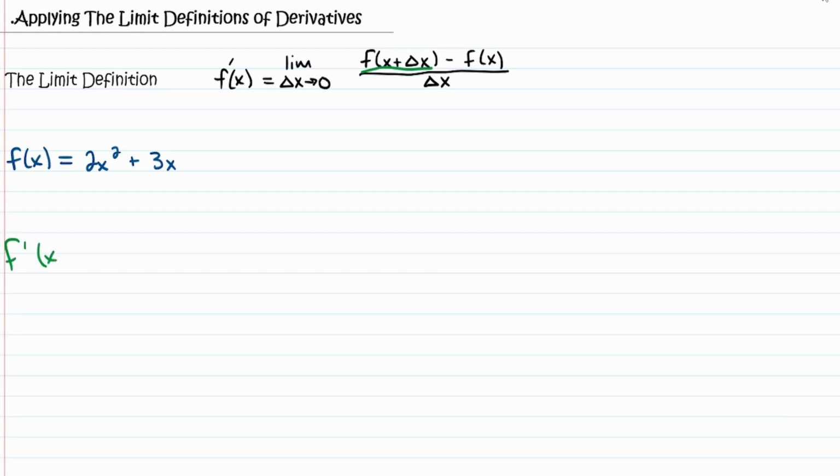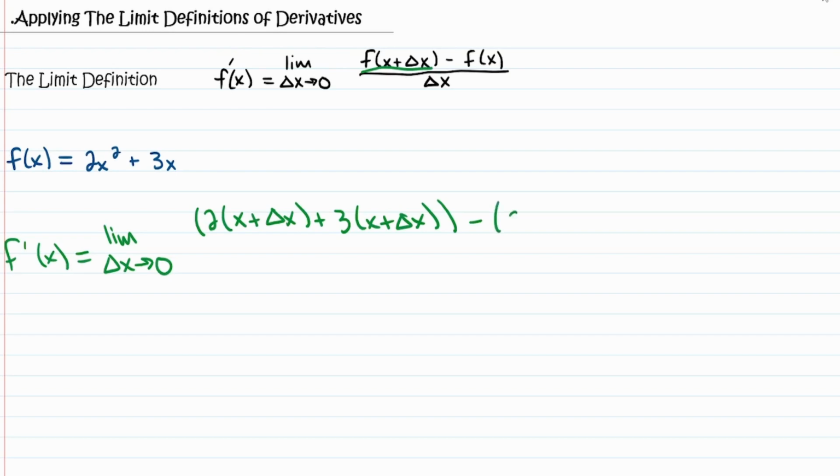So we want to find our derivative. Rewrite our limit as delta x approaches 0. And for our first section, f of x plus delta x, that would be 2 times x plus delta x squared plus 3 times x plus delta x. And that's our first section. And then minus f of x, that means we just rewrite the whole f of x function.